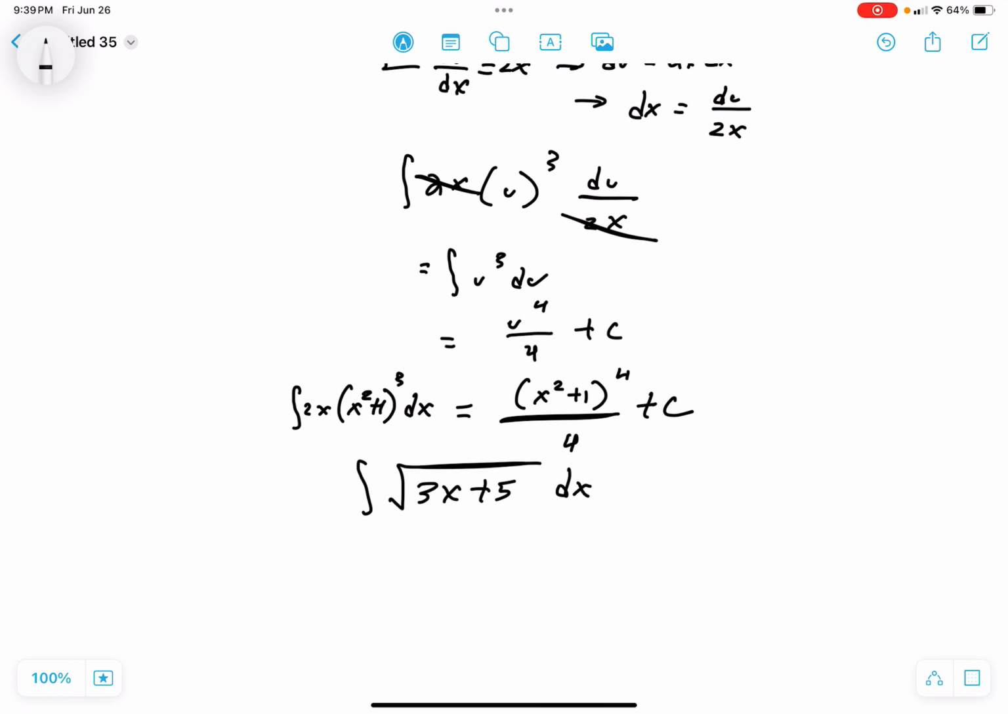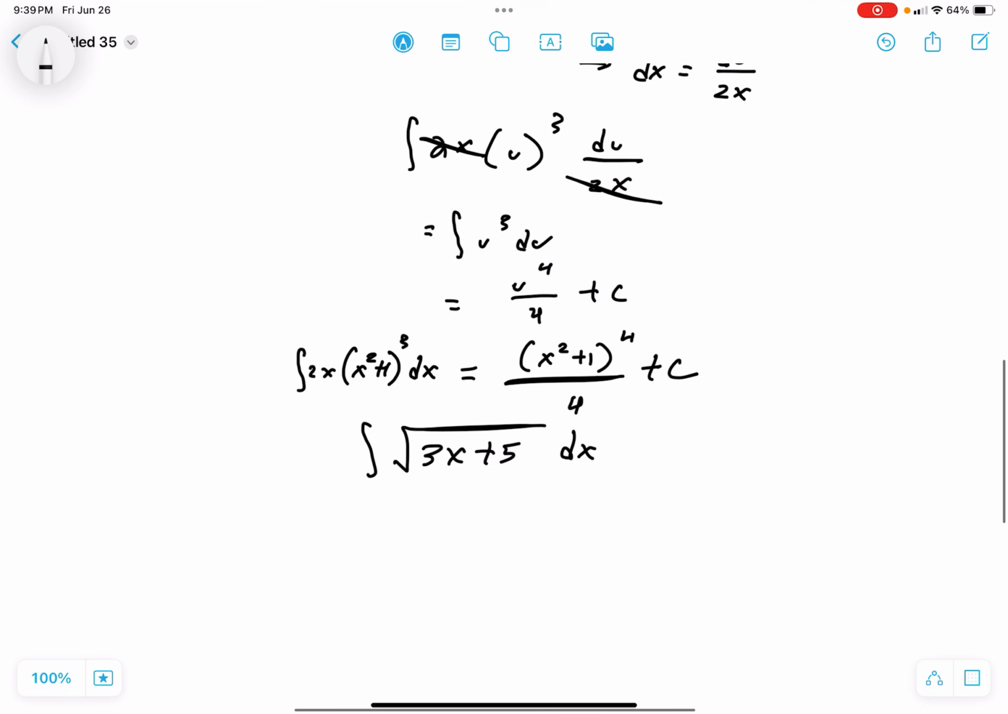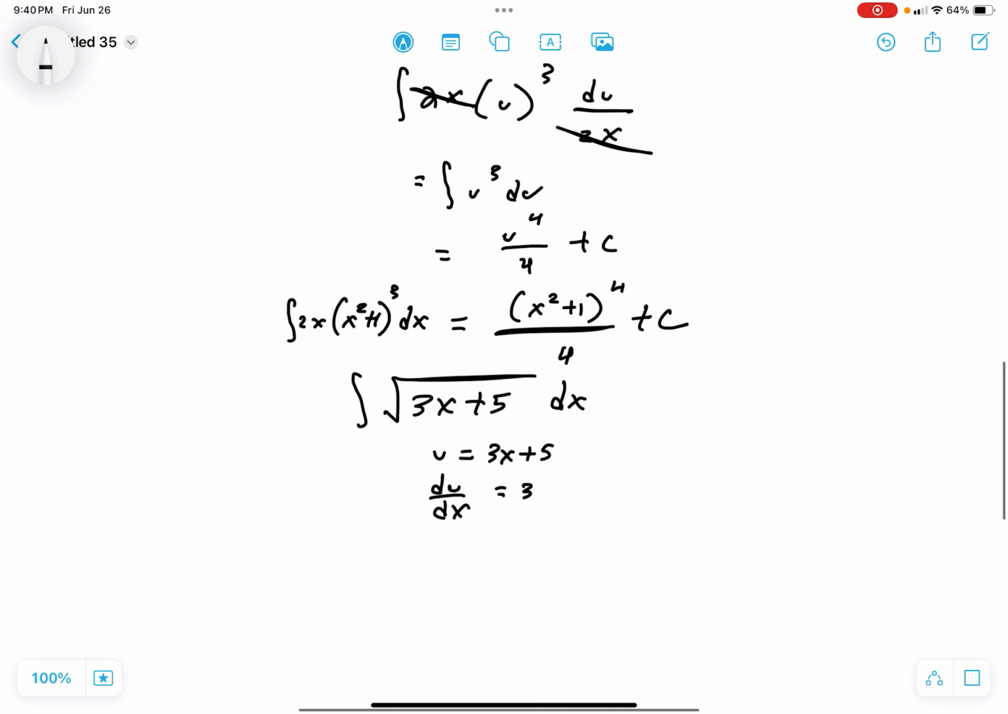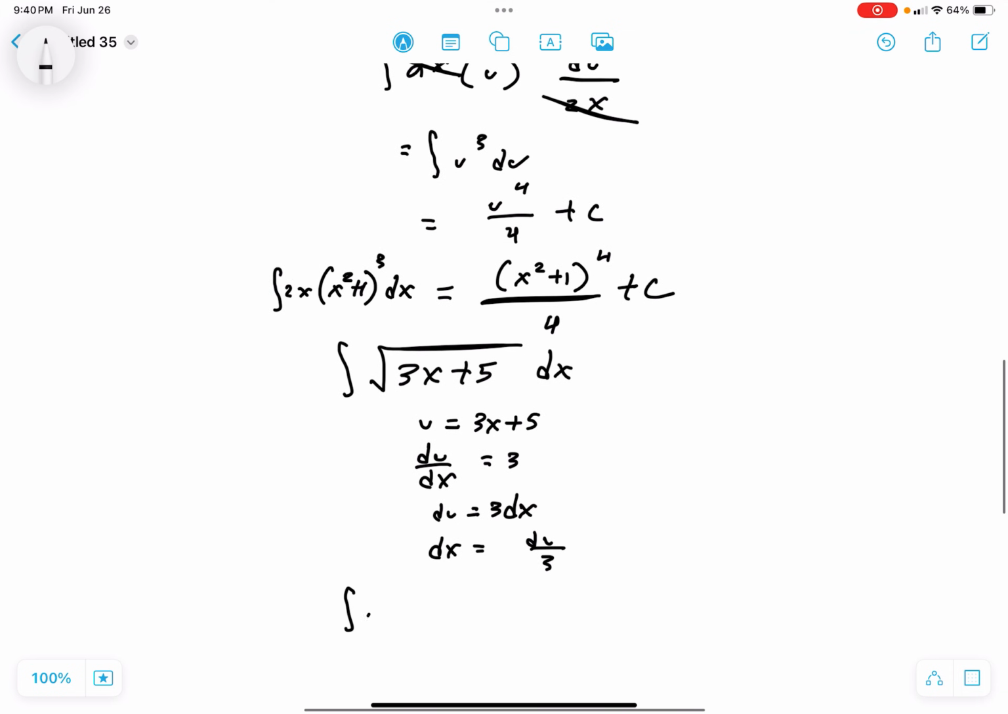Another example is this, the integral of the square root of 3x plus 5 dx. I am going to let u equal my inner radical part, so I'm going to let u equal 3x plus 5. Then I'm going to differentiate u with respect to x to figure out what my dx is in terms of du. And I get du dx equals 3, which means du equals 3 dx, which means dx equals du over 3. So now I have the integral of root u du over 3.